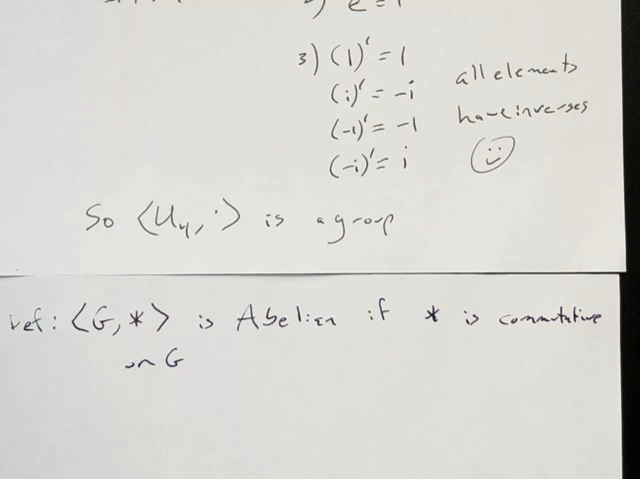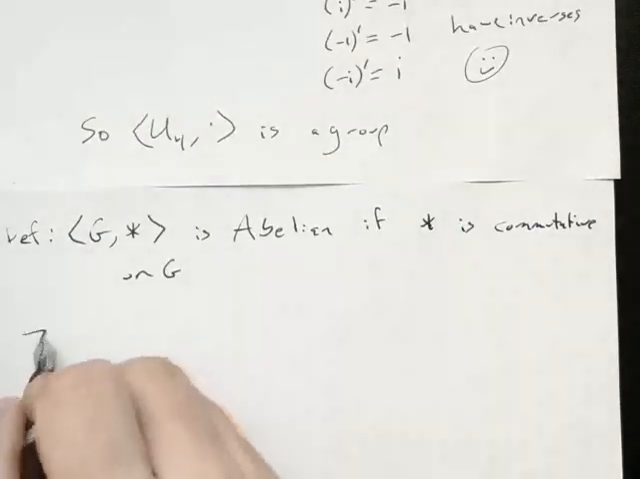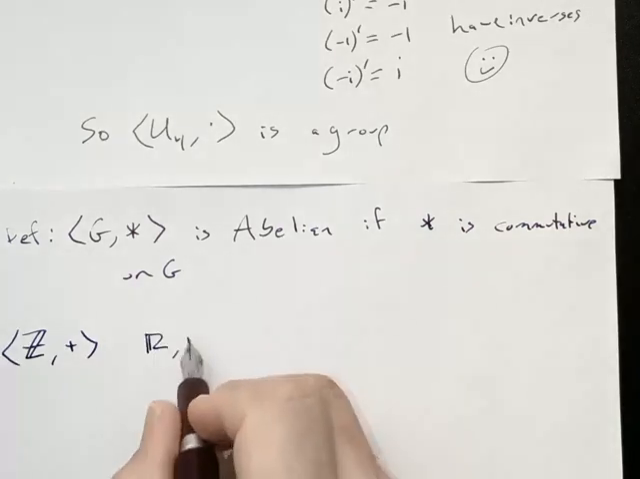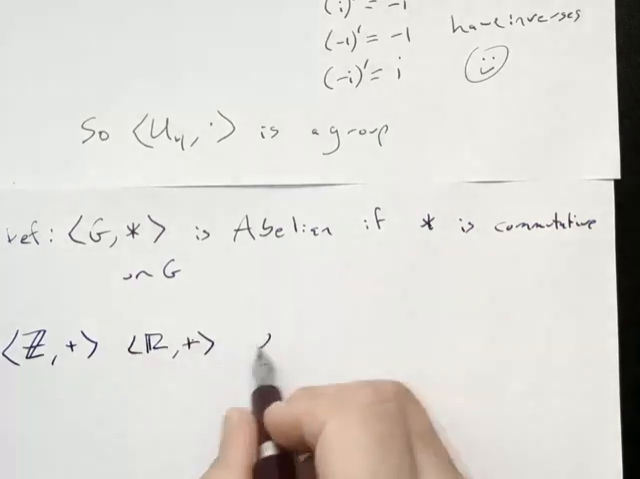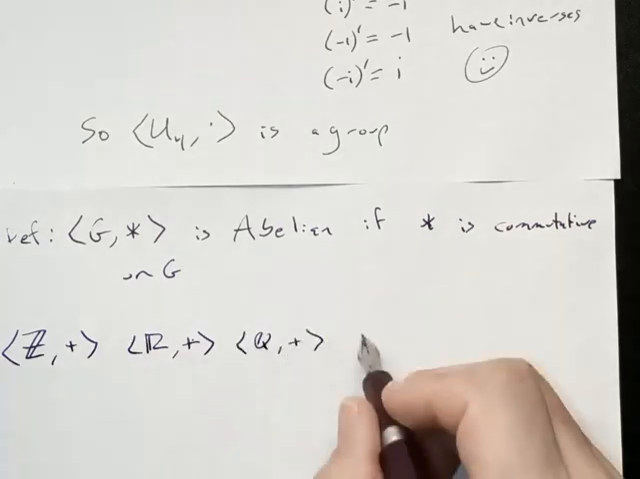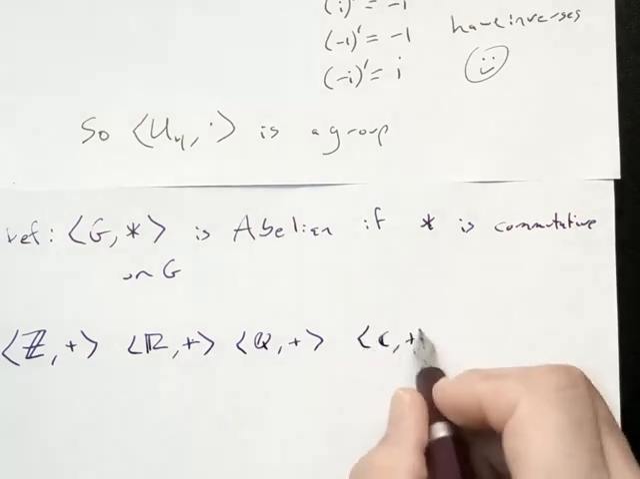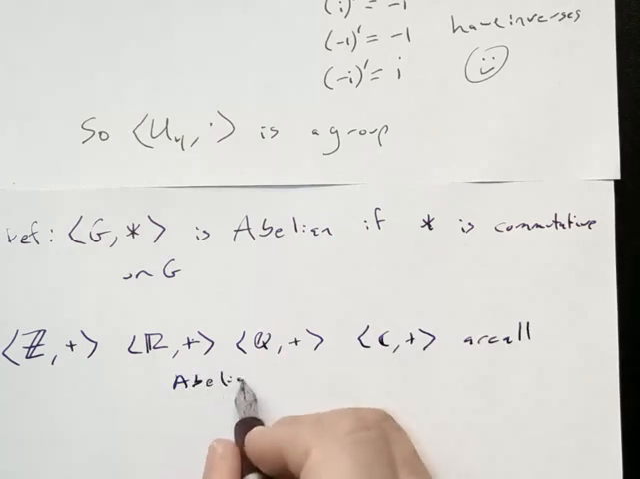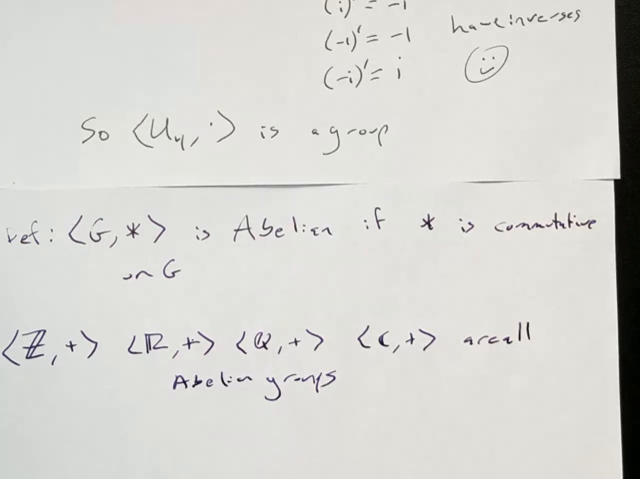As we've seen, the integers under addition, the real numbers under addition, the rational numbers under addition, the complex numbers under addition. Addition makes life pretty straightforward. These are all abelian groups. If I switch to multiplication, I lose some things.